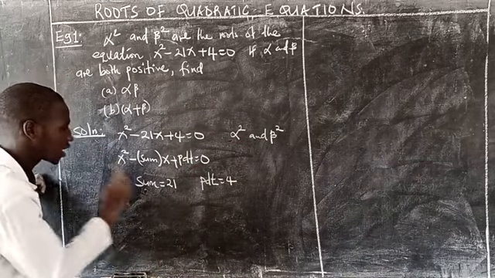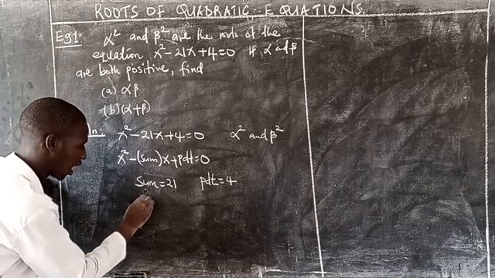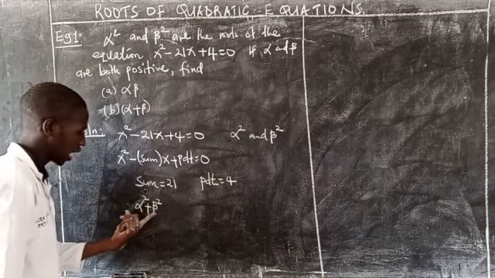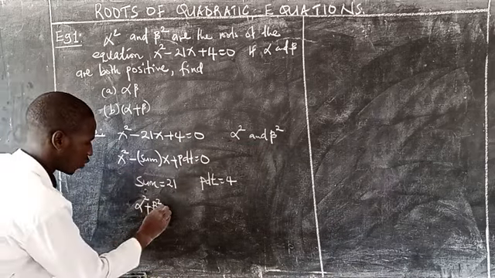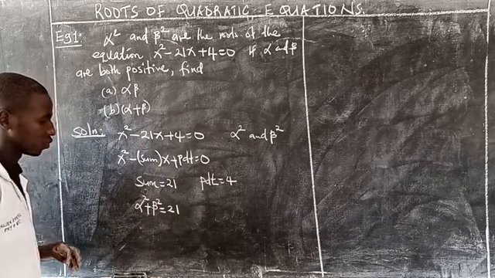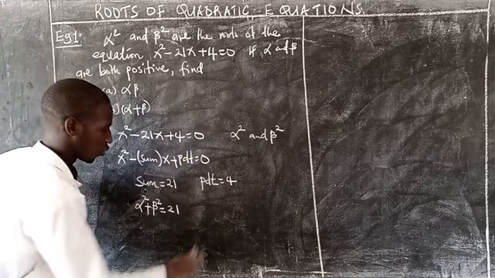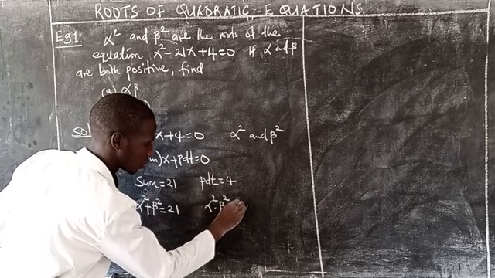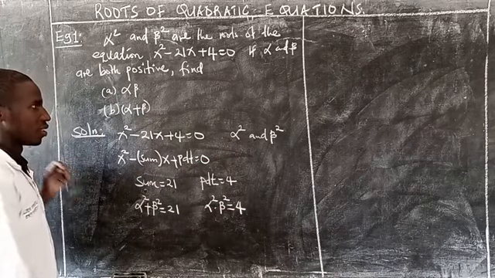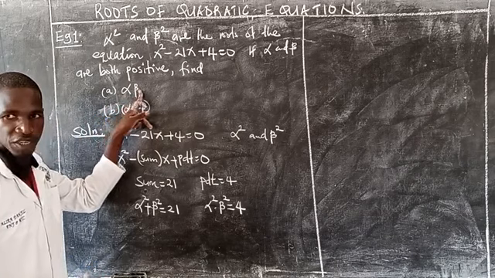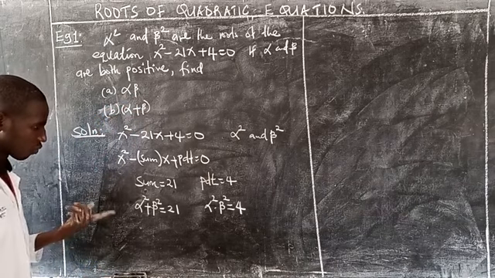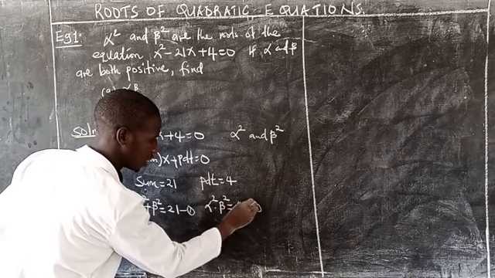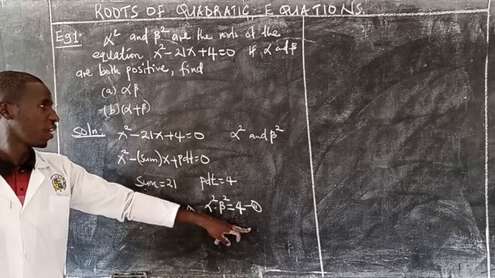So if that's the case, I'll say sum of the roots, which is going to be alpha squared plus beta squared. Please don't forget the roots are already this. So the sum of the roots will be alpha squared plus beta squared, which is 21. Then the product of the roots, which is alpha squared times beta squared, is supposed to be equal to 4. They are interested in the value of alpha beta and alpha plus beta. So from here, I can label this one to be equation number 1, and this one to be equation number 2.